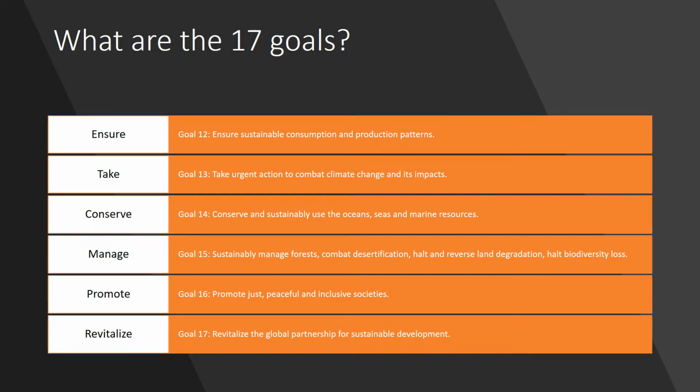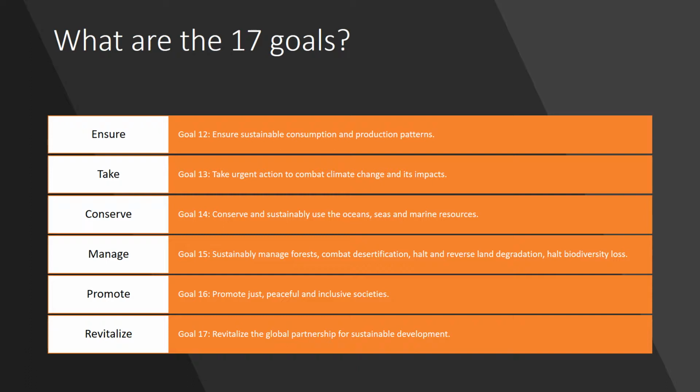Goal number 13, take urgent action to combat, or to defeat, climate change and its impacts. It has impacts, and we can see it. It's very obvious. Goal number 14, conserve and sustainably use the oceans, seas, and marine resources.